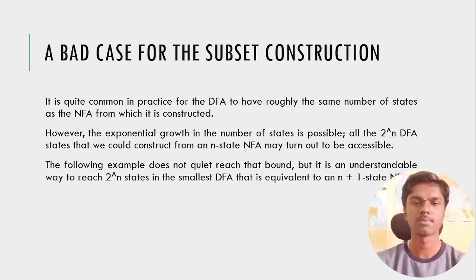So now let's look at a bad case for the subset construction. It is quite common in practice for the DFA to have roughly the same number of states as the NFA from which it is constructed. However, the exponential growth in the number of states is possible. All the 2^n DFA states that we could construct from an n-state NFA may turn out to be accessible. The example does not quite reach that bound, but it is an understandable way to reach 2^n states in the smallest DFA that is equivalent to an (n+1)-state NFA.